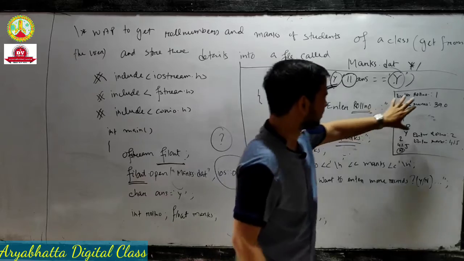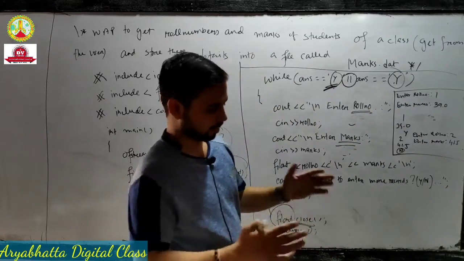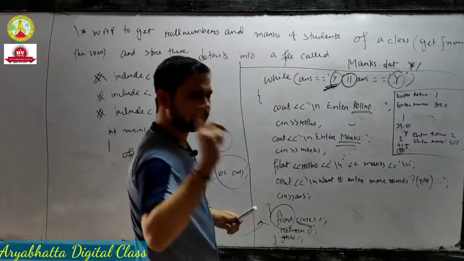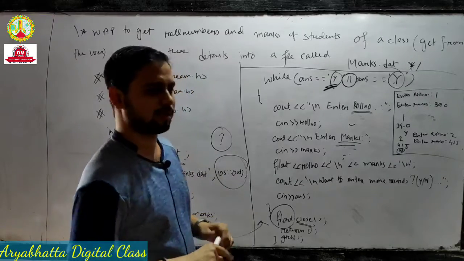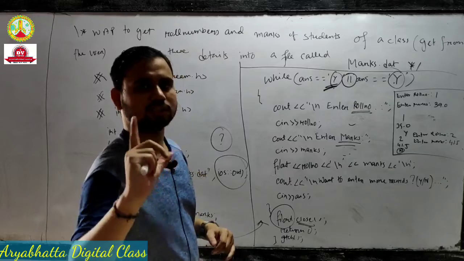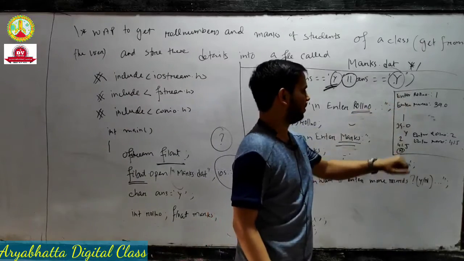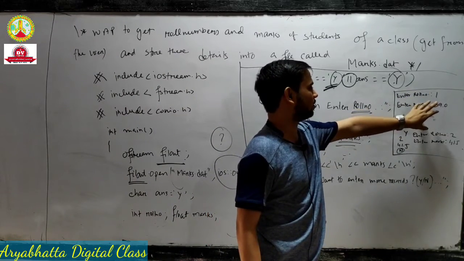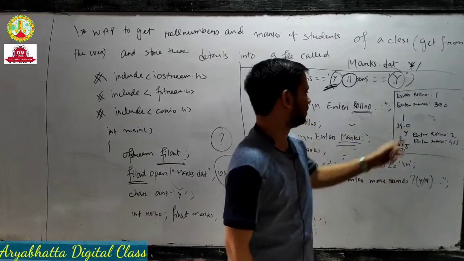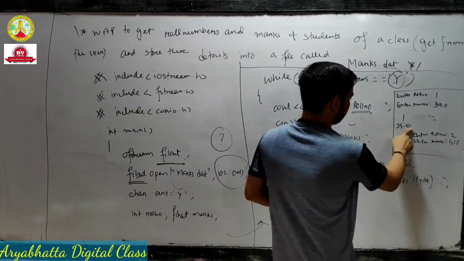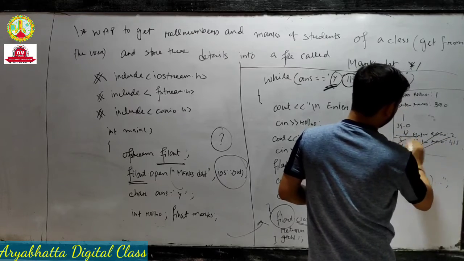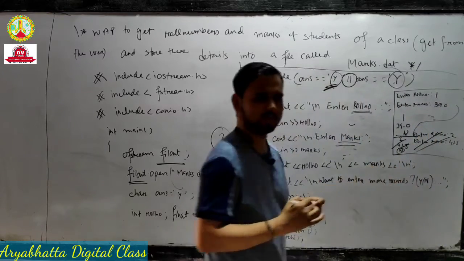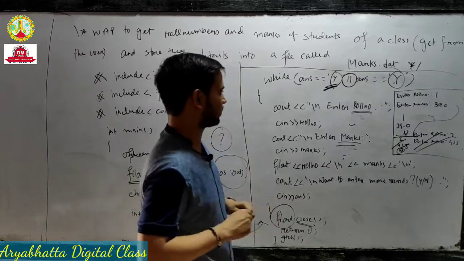Means up to this, the file will be what? Close. But one thing you remember, that at least one student detail you must be given. Means suppose you store only one student detail. Say enter roll number 1, 3910, and after all you press here n. Means your file will be ending with only one detail. File will contain only one student information, right?